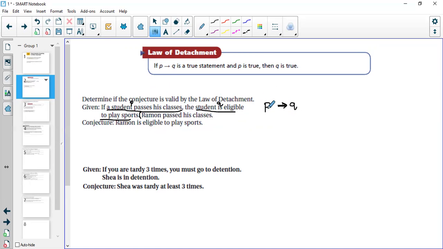So what will happen if Raymond passed his classes? He will be eligible to play sports. So "Raymond is eligible to play sports" is valid by the law of detachment.